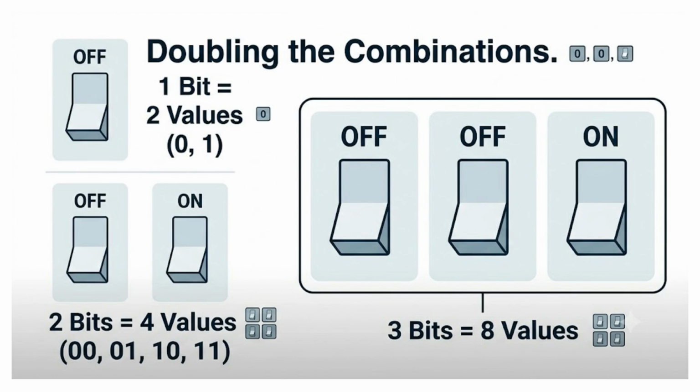But what happens if we add another bit? With 2 bits, the number of possible combinations doubles. Now we can represent 4 different values. They are 00, 01, 10, and 11.